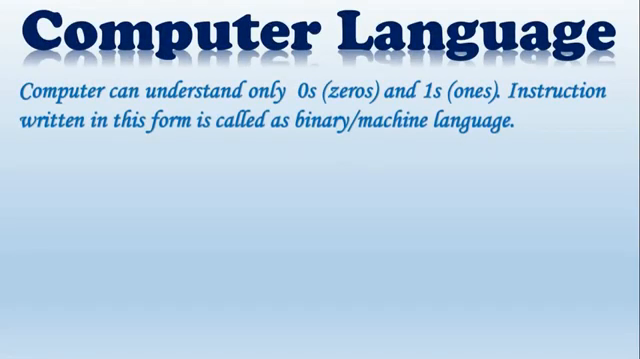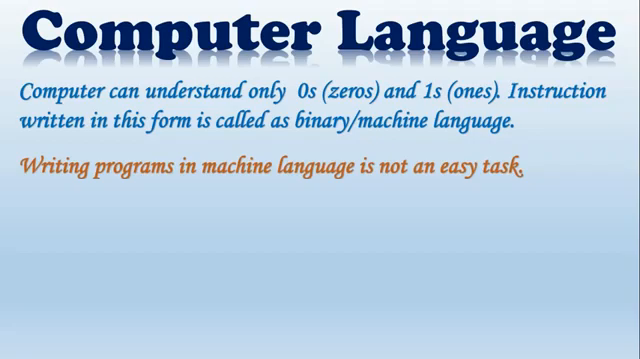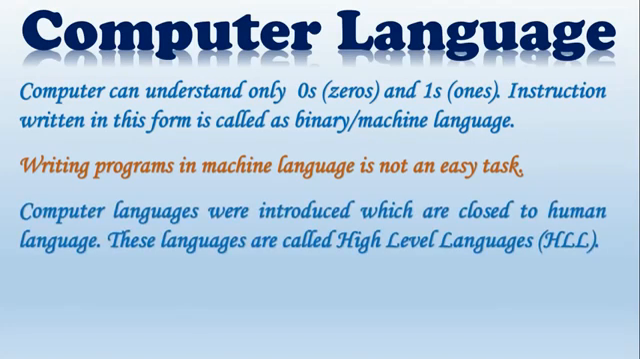Computer can understand only zeros and ones. Instruction written in this form is called binary or machine language. So computer directly doesn't understand whatever we write in the high level languages. It should be converted into zeros and ones. It is a very difficult task to write the code in zeros and ones. Computer languages which are close to human language were introduced for this purpose. These languages are called high level languages.